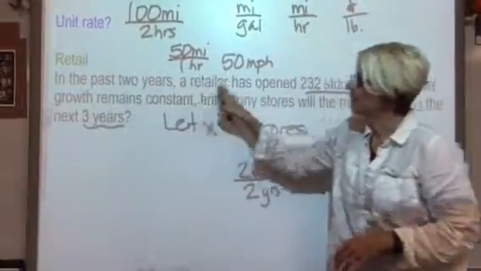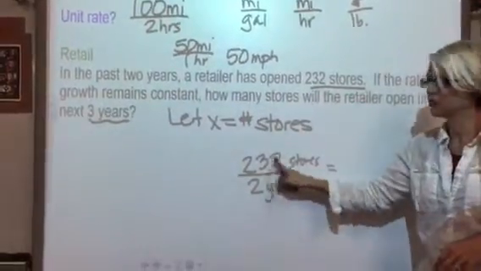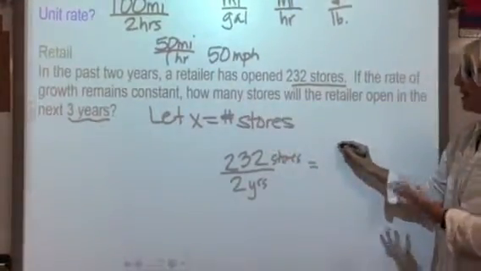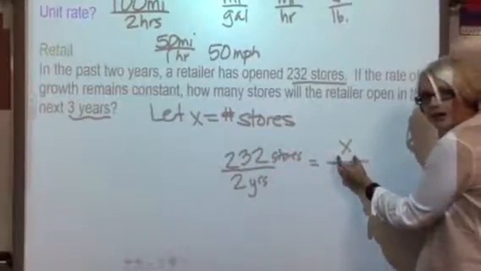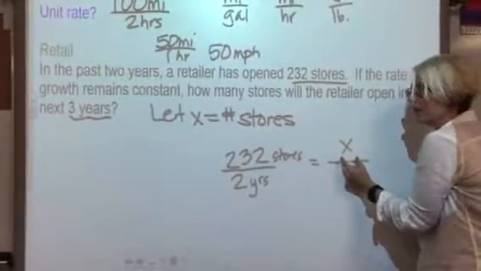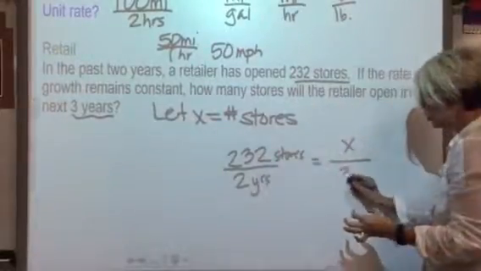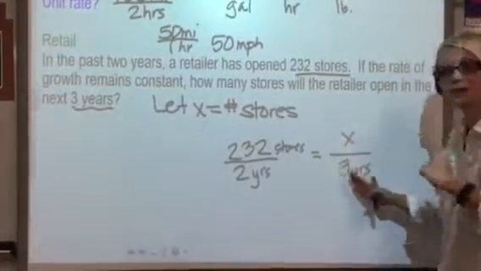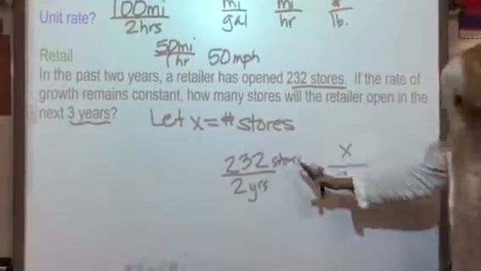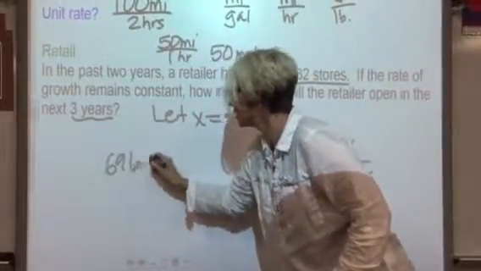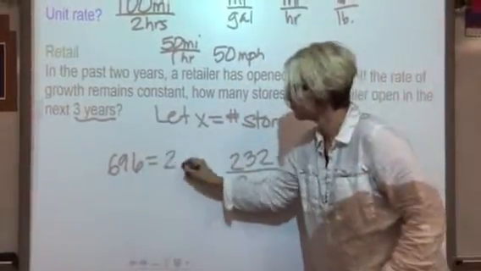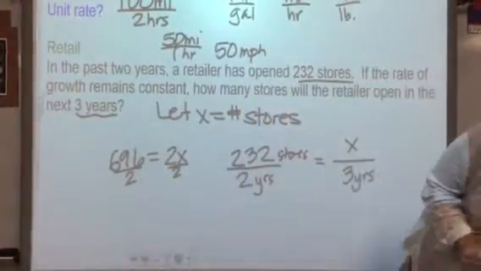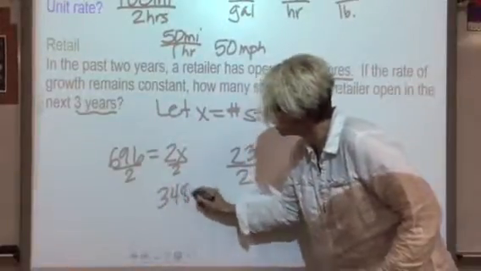So that came from this statement: in the past 2 years, the retailer opened 232 stores. That's one ratio. So now if that growth remains constant, how many stores? See how I put the X above because I need stores to be above? And then my years would go below. It's 3 years this time. Now I just have one of those cross multiplication problems set up. So you would multiply this side and you get 696 is equal to 2 times x. Very basic equation to solve. Divide by 2, and you get 348 is equal to x.